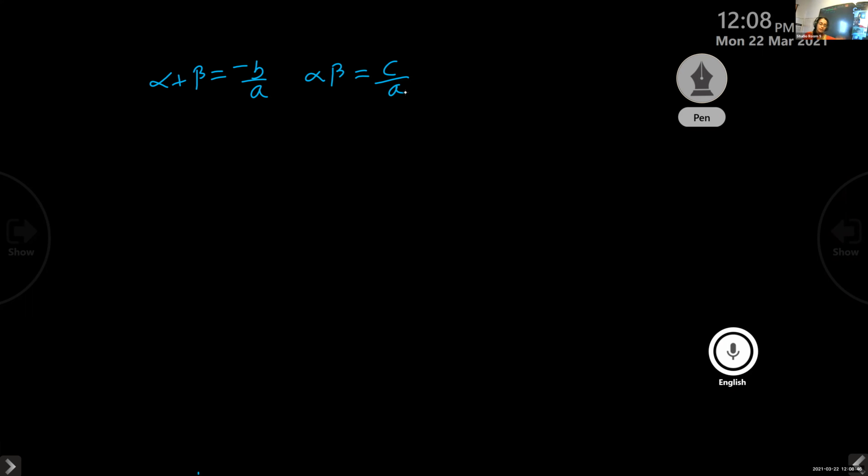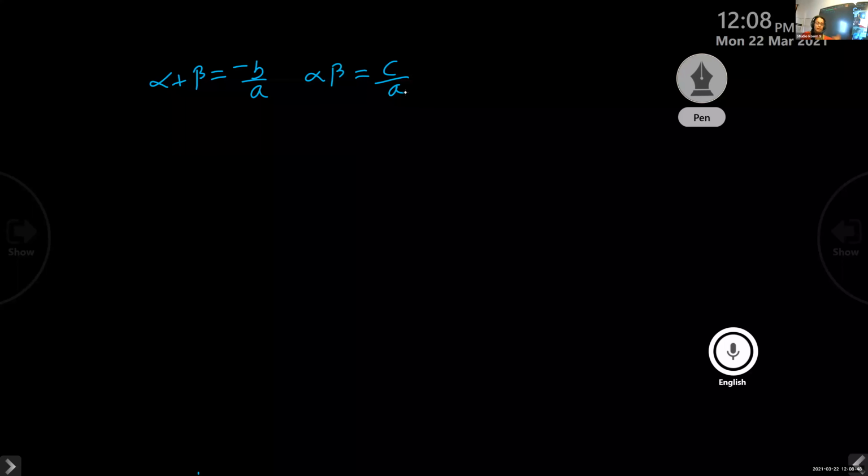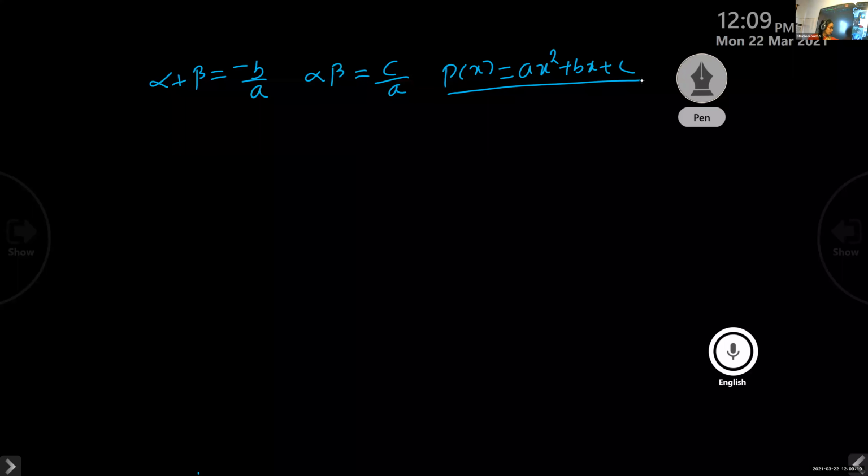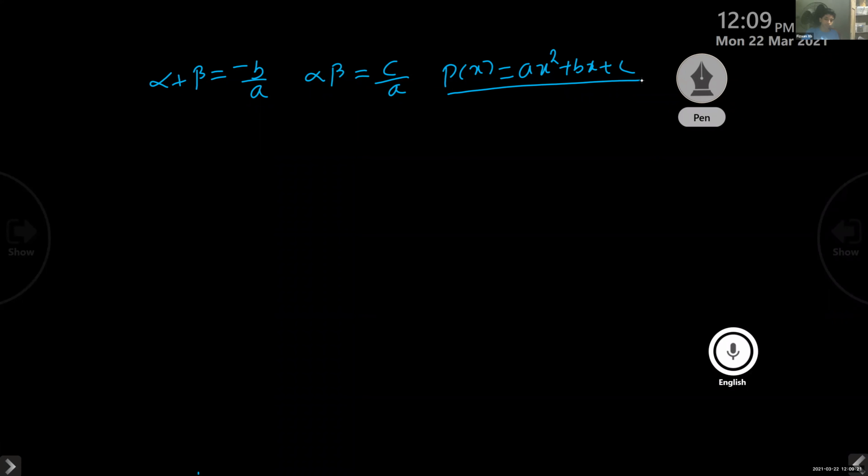The quadratic polynomial general form is ax square plus bx plus c. For this type of polynomial, let alpha and beta be the zeros. Then the sum of the zeros alpha plus beta equals minus b by a, and the product of zeros alpha beta equals c by a. Now we are moving to cubic polynomials. The degree of a cubic polynomial is 3.